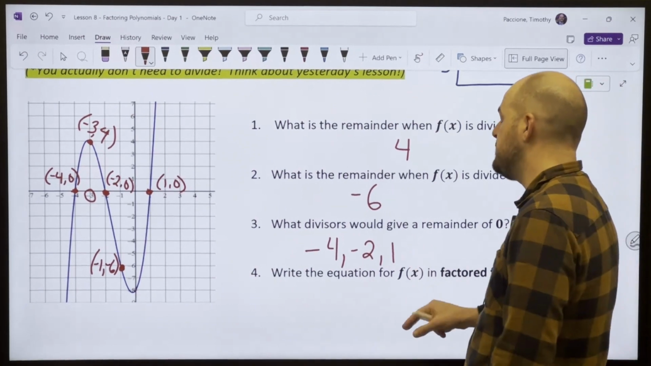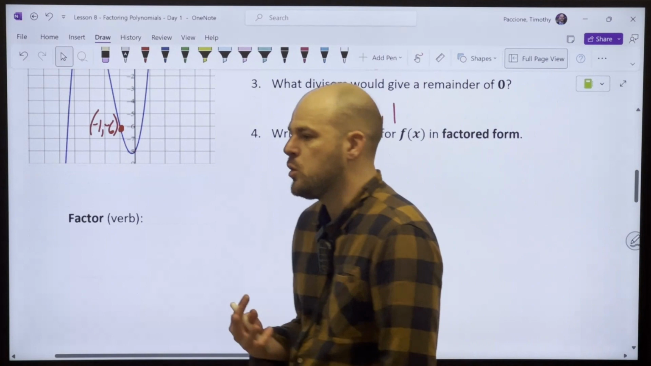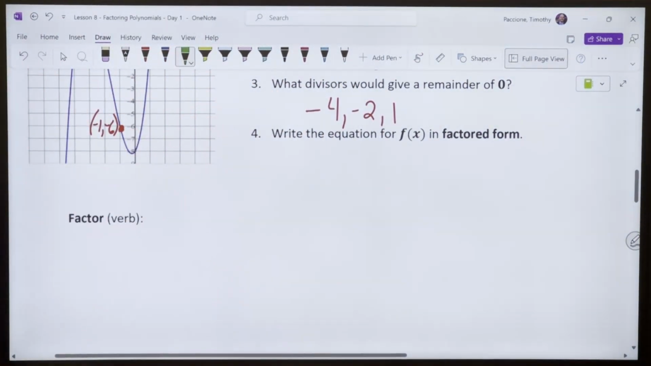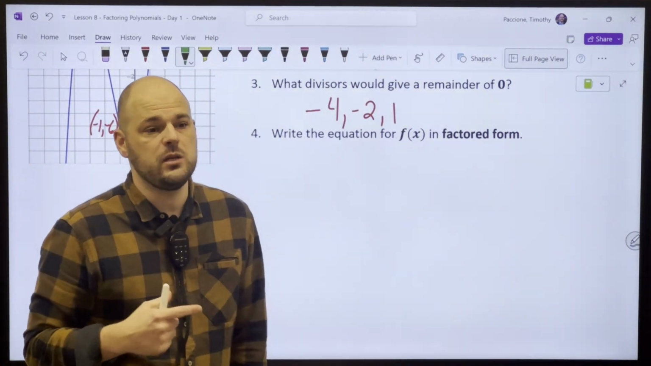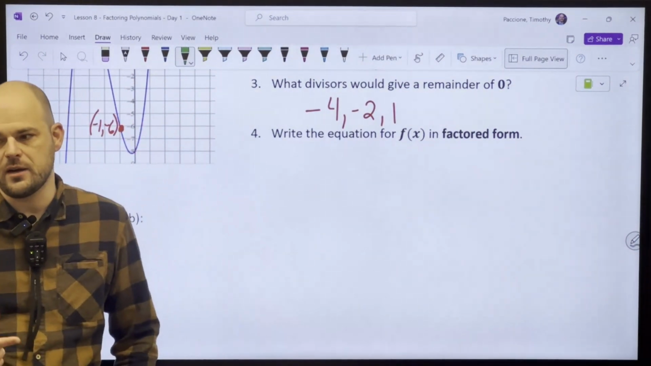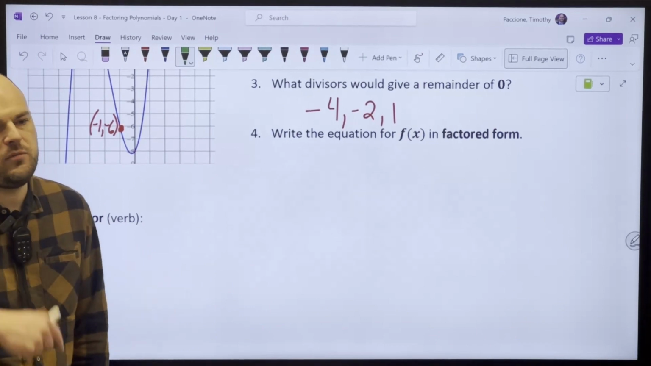All right, now this last piece, it says write the equation in factored form. So you got to remember what factored form is, right? And we're going to use that word factor a lot today. We're going to talk about it and make sure we know exactly what we're talking about when we say factor, okay? So where have we seen factored form before?